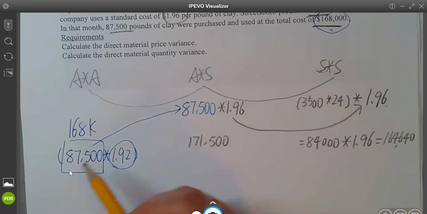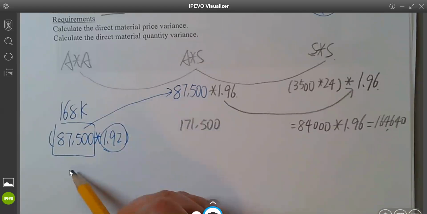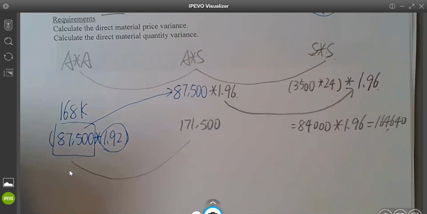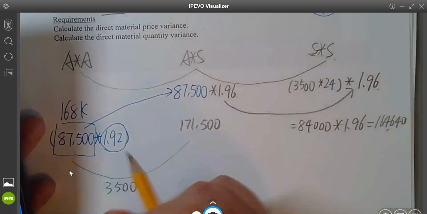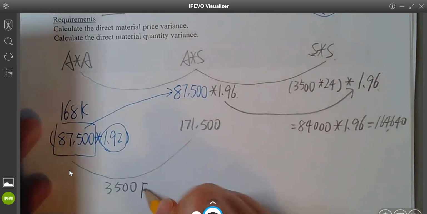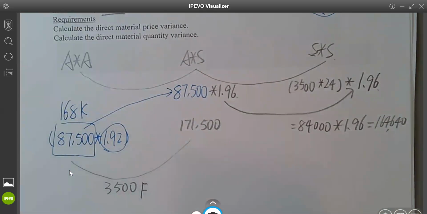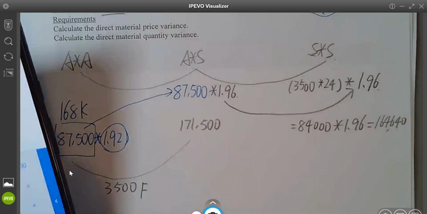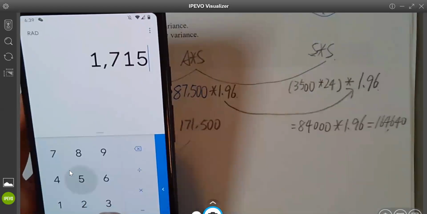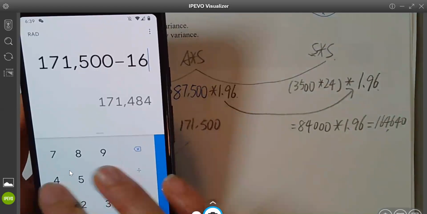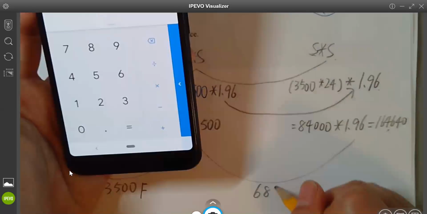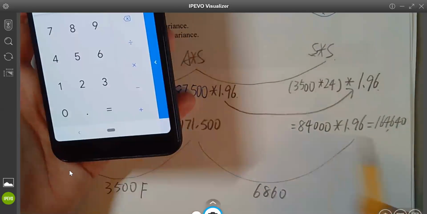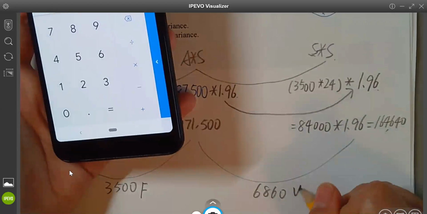So now you should be able to get all the variance, right? So you subtract 168,000 from 171,500, which is 3,500. Your actual is lower than budget, so it's a good thing, it's favorable. And then for the next one, it's 171,500 minus 164,640, which gives us 6,860. Your left is higher than your right. This is not good. So this is unfavorable.